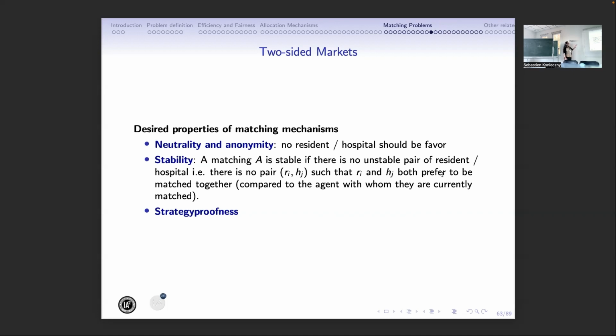And we also want strategy-proofness of the algorithm. So we don't want the resident or the hospital to have an incentive to give a ranking other than their true ranking to try to get a better hospital or a better resident than the one they obtain when they give their true preferences.